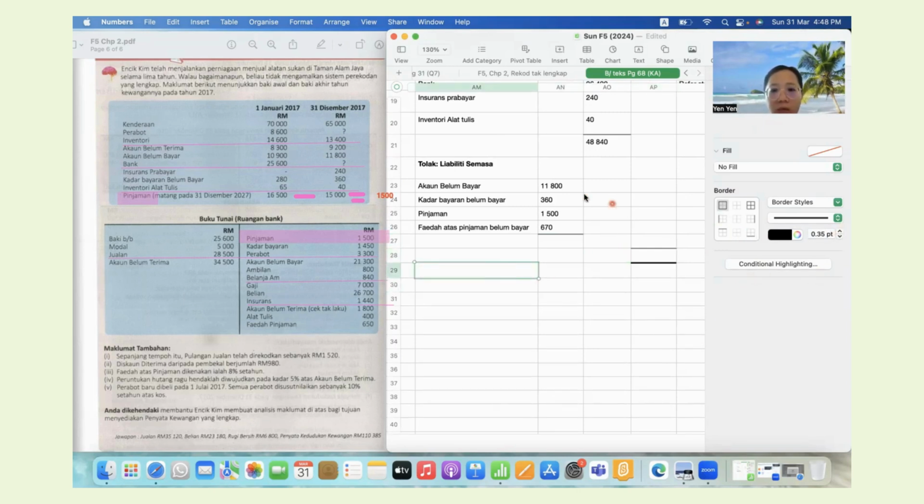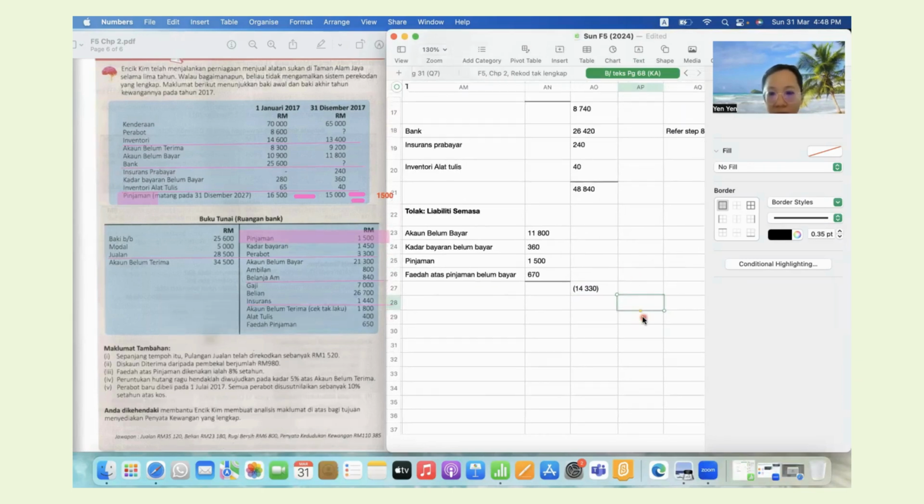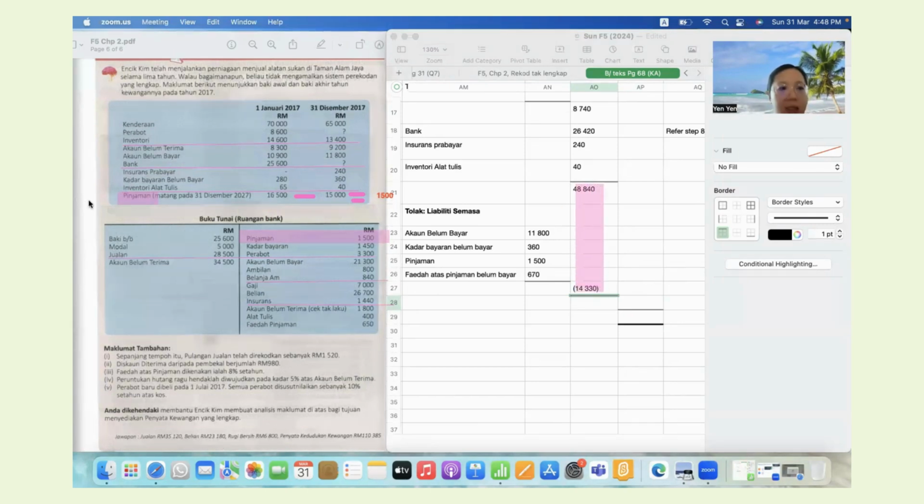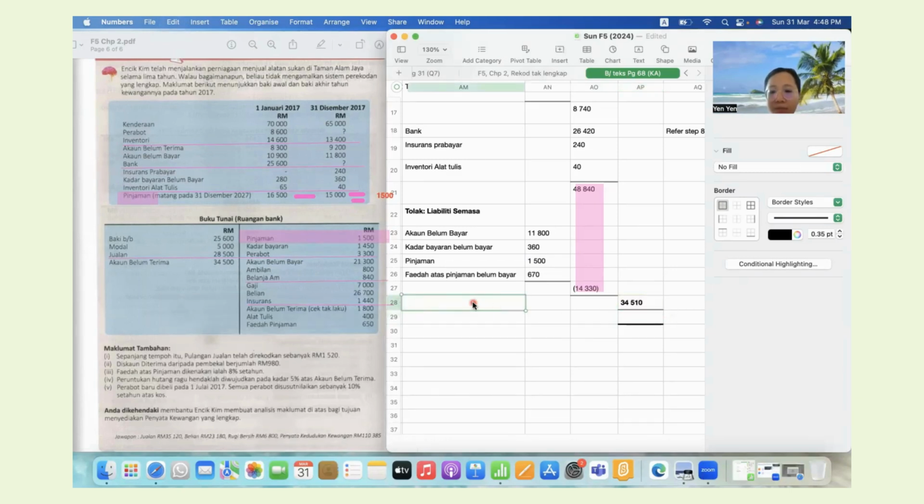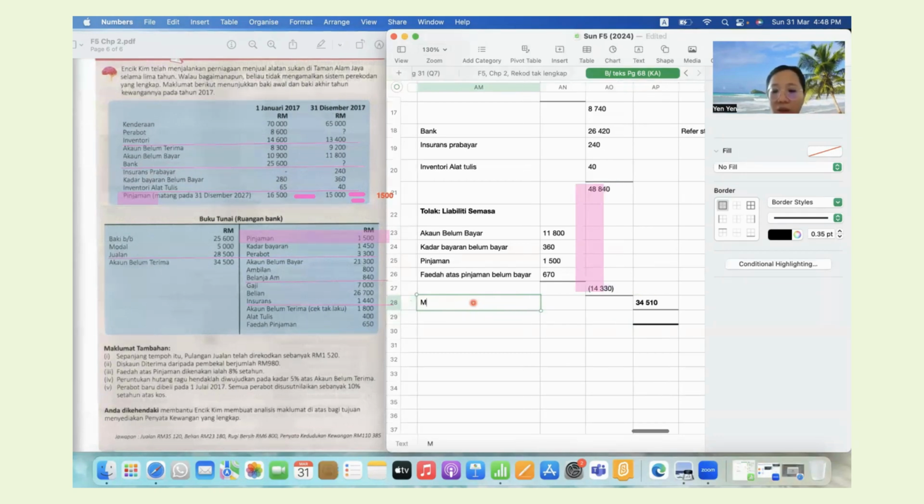Who can give me the total? This one, how much equals? 14330. Okay, thanks everyone. So 14330. After that, how much equals? Your total AS minus your total LS. 34510. Okay, so this one 34510, then what do we call it? The name, what do we call? We call modal kerja. Okay, very good. We call modal kerja.